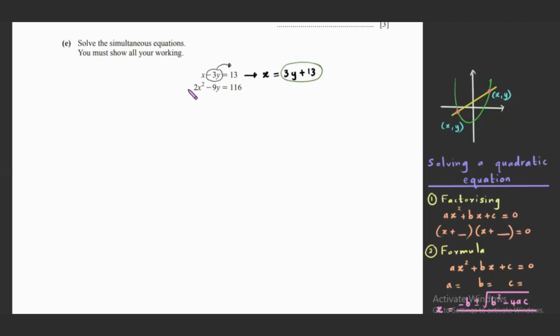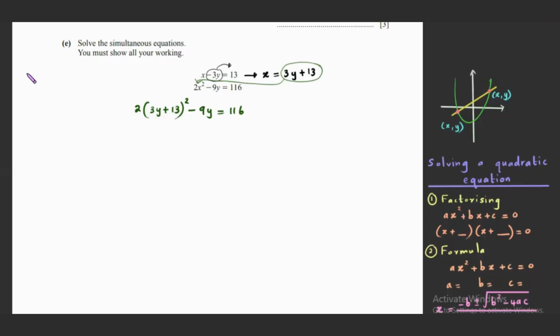So in the second equation, wherever I find x, I'm going to substitute this expression that I have, which is 3y plus 13, which means when I substitute it here, I already have a 2 in front. So x is 3y plus 13. It has a square, so I need to put a square like this, minus 9y, which is equal to 116. I need to expand this and solve it. So first to expand this, before I multiply with the 2, I need to multiply 3y plus 13 with itself because it has a square.